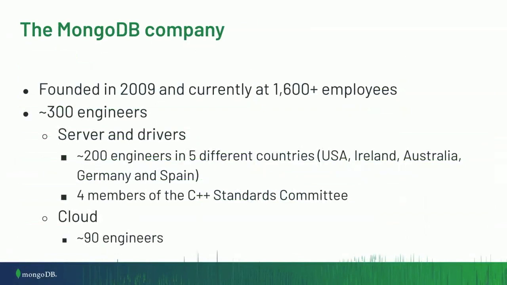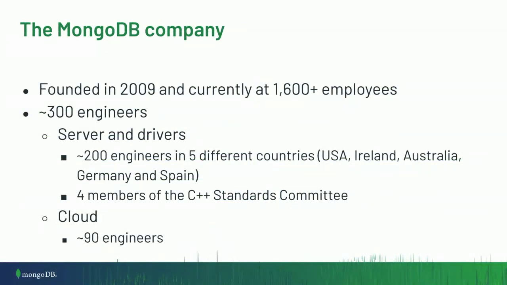I want to put one slide just to give a scale of what the company looks like. The company was founded in 2009, so MongoDB actually has existed since about 2010. I think that was release 1.0. 2009 probably was 0 point something. And currently it's 1,600 employees. Of these employees, there are 300 engineers, split roughly around 2 large organizations.